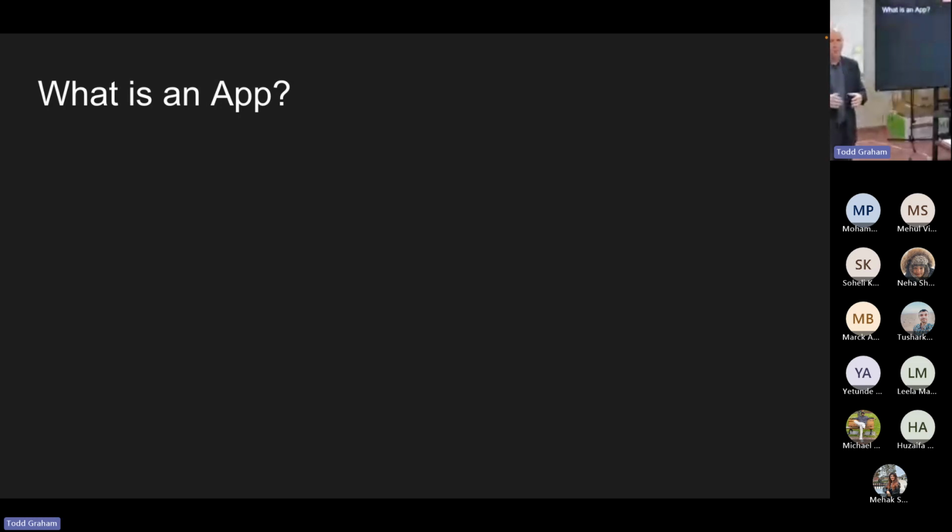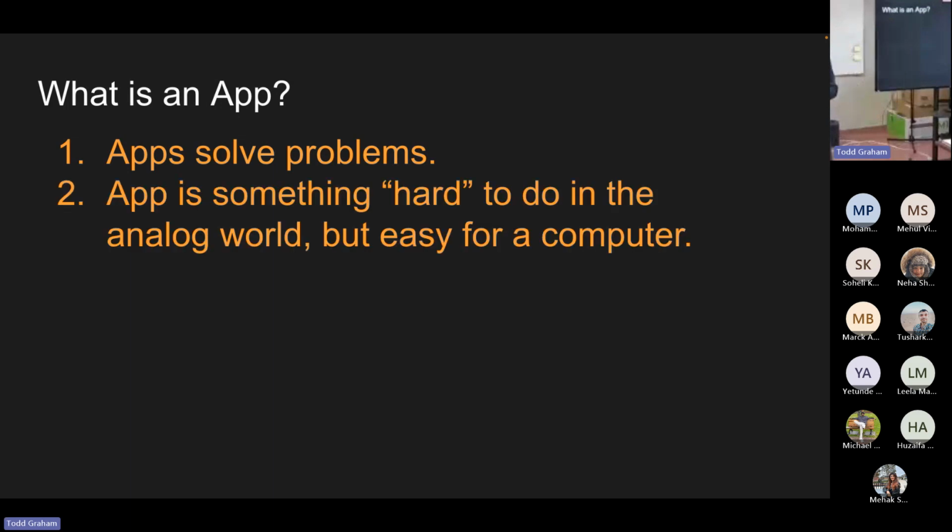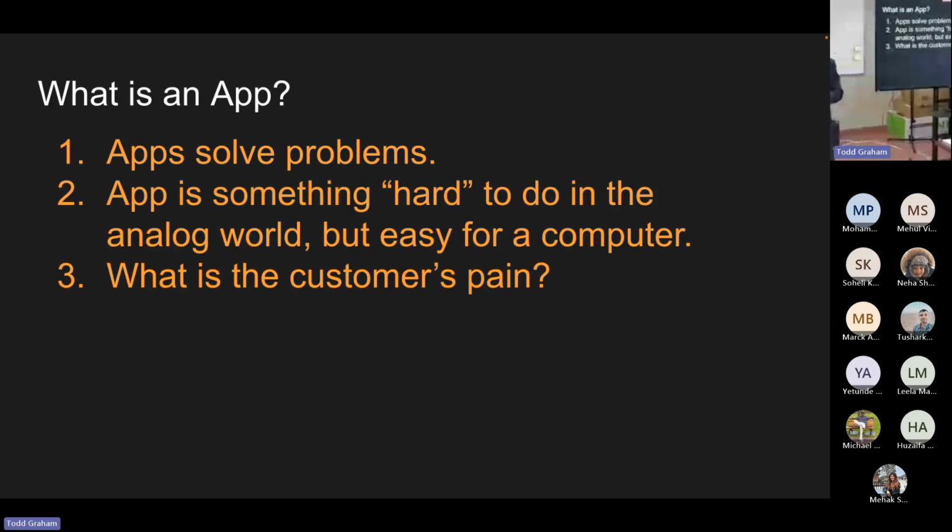So I'd like to talk about what an app is. We're asking you to design mobile applications. So first of all, apps solve problems. We talk about the world in terms of problems or needs that people have.